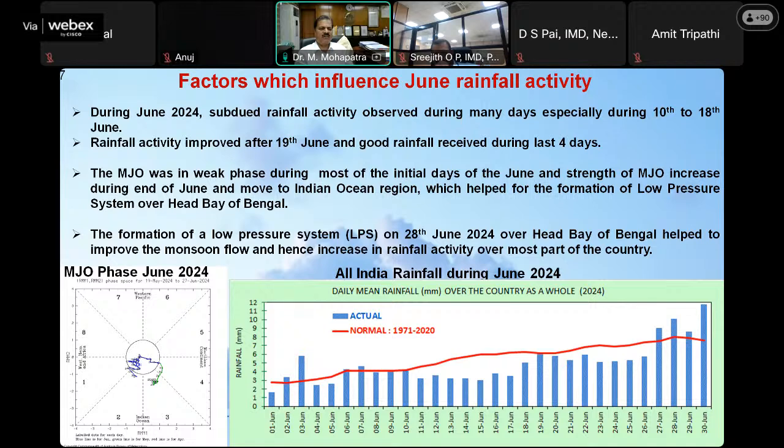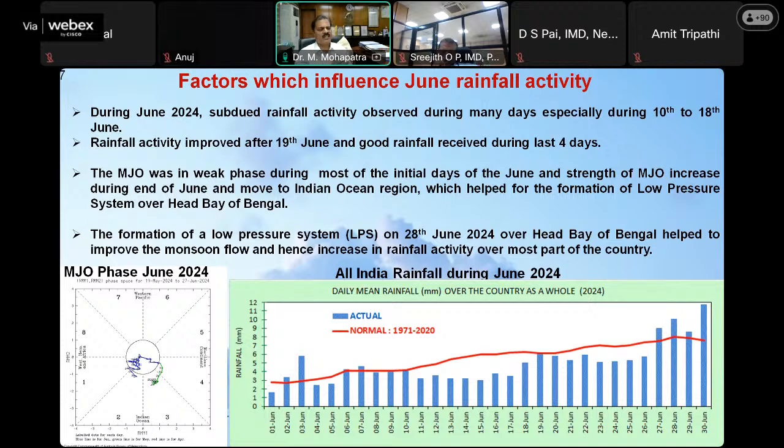Head Bay of Bengal, and helped to improve the monsoon flow and hence increase rainfall activity for most parts of the country. So, as you can see here, rainfall activity increased from 27th onwards because of these low pressure systems. Prior to formation of the low pressure area, there was a cyclonic circulation over the same region on 27th, and on 26th it was over Central Bay of Bengal. Therefore, gradually the rainfall increased from 27th onwards, and it continued till the end of the month, and today also it continued the good rainfall activity.